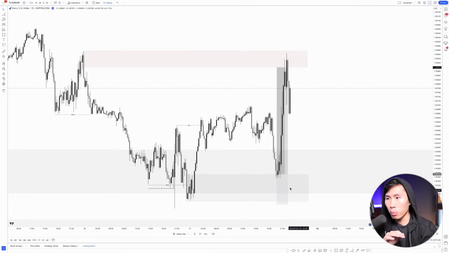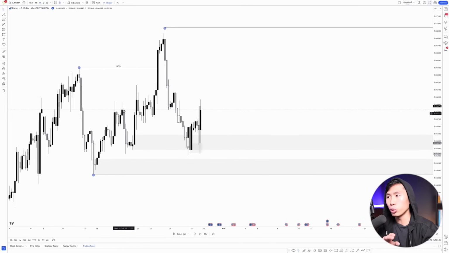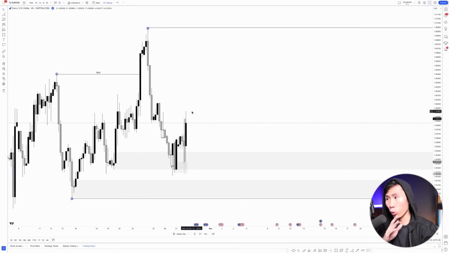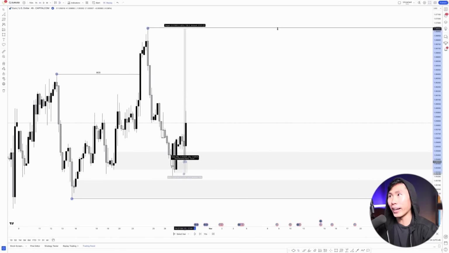Because the lower time frame right now has turned bullish since we got this market shift, and the lower time frame is aligned with our higher time frame trend, which is bullish. So if you want, you can even be more ambitious to target this 4-hour swing high.